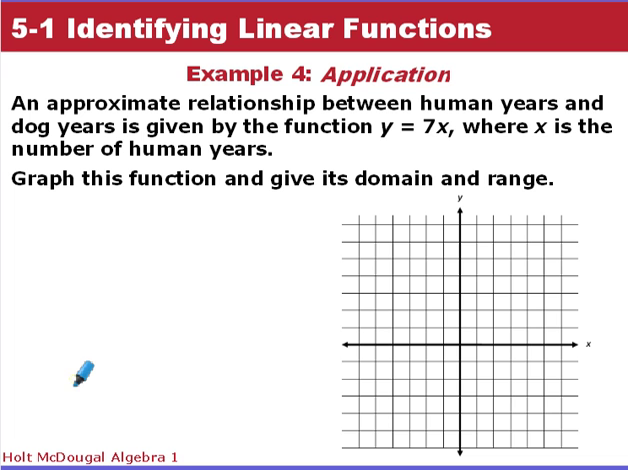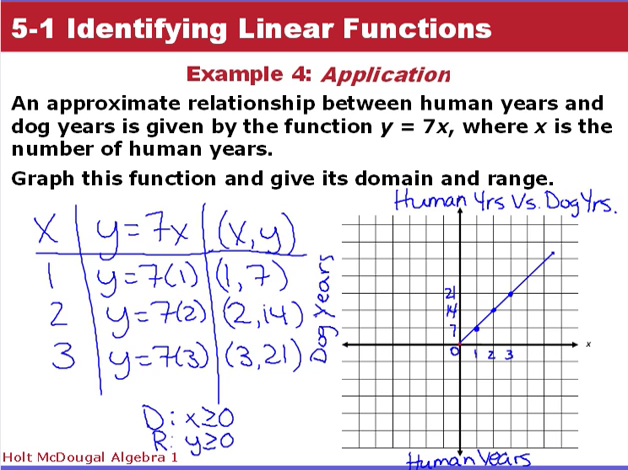So here we have an approximate relationship between human years and dog years given by the function y equals 7x, where x is the number of human years. You've always heard dog years, 7 to 1 human year. Graph this function and give its domain and range. So for this example, we have our function y equals 7x. We had to pick positive values for x. So we picked 1, 2, and 3.